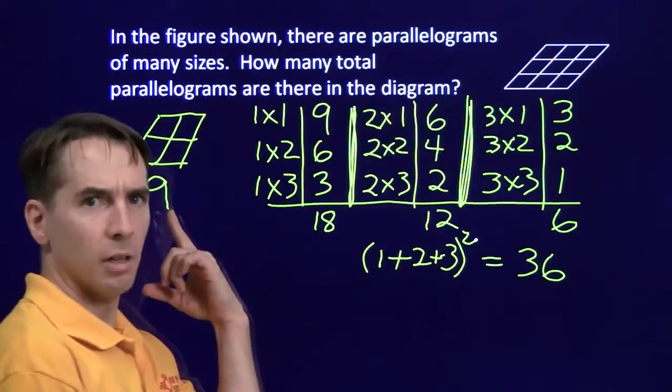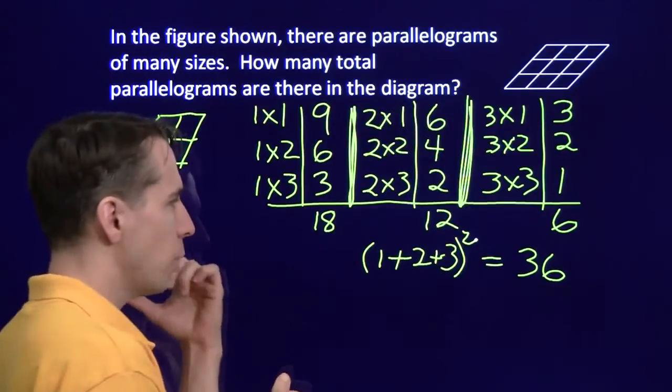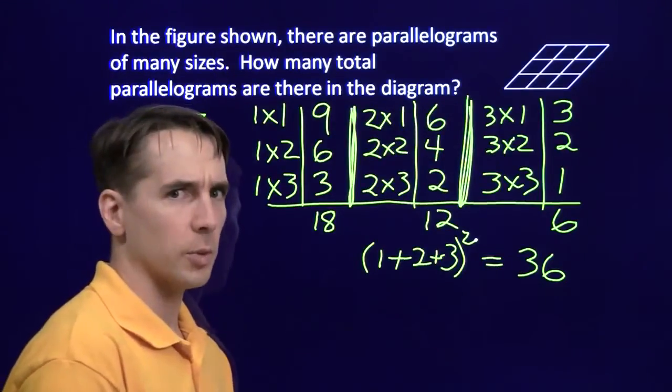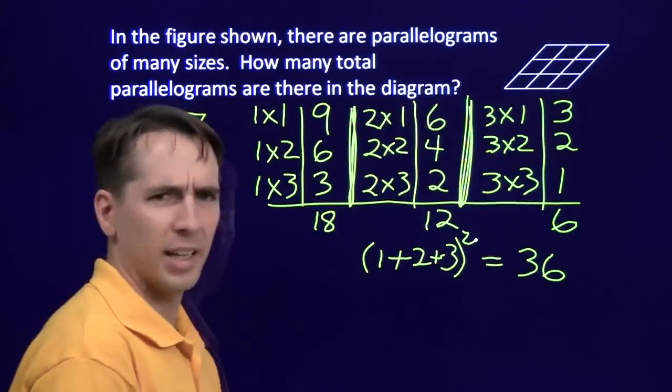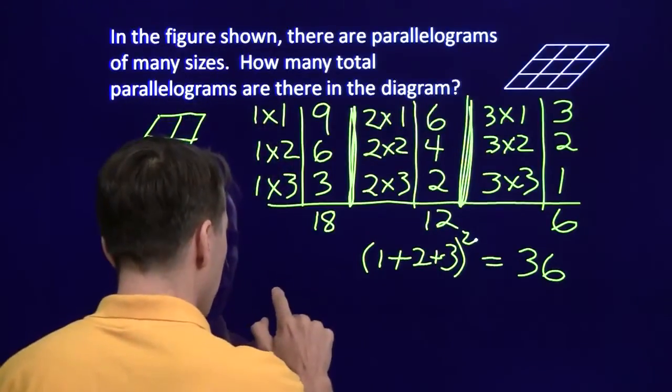And 9, that's 1 plus 2. You take that and square it. So this is 1 plus 2 squared. This is 1 plus 2 plus 3 squared. Whoa. That can't be a coincidence. Let's take a closer look at this.